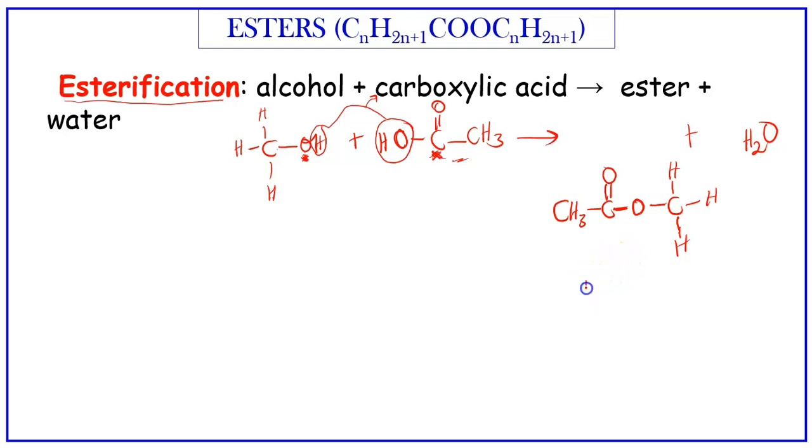The name of the ester is methyl ethanoate. Don't worry about the name, it is part of the next video. We'll teach you how to name it. So this is how esters are formed through esterification. So look at the functional group. You see this carbonyl group, right? Attached to the alkyl group.